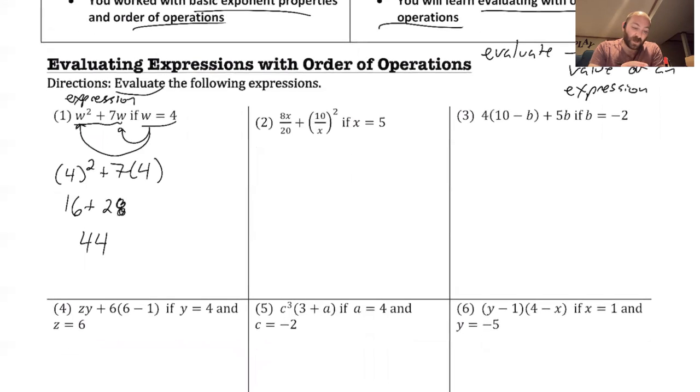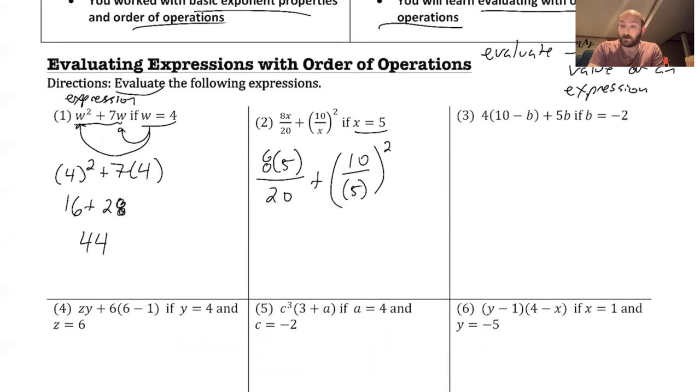So for number 2 here, again, I like to start it. I'm going to do 8 open parentheses over 20 plus parentheses 10 over another set of parentheses squared. X is 5, so that's going to go in here and here.